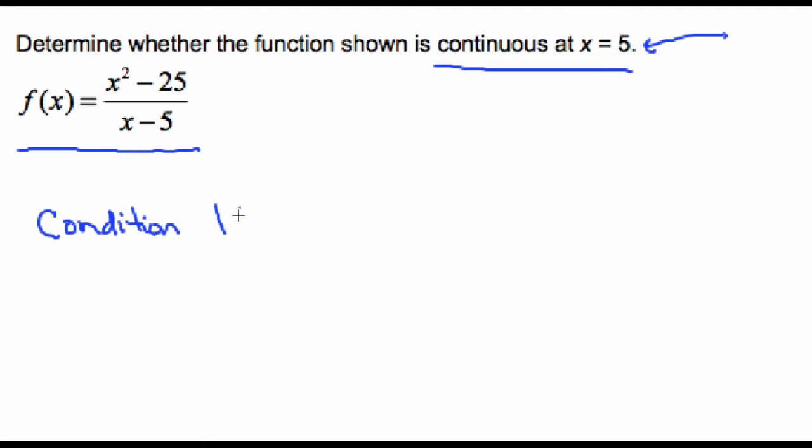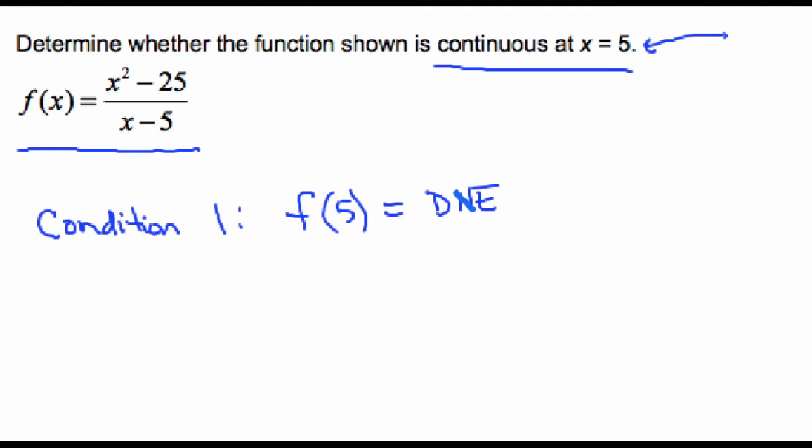Let's take a look at condition 1. For condition 1, we'll ask ourselves, does f of 5 exist? Is the function defined at x equals 5? Well, notice if I substitute a 5 into the function, the denominator is 0, and so f of 5 does not exist. I'll write DNE for that. Now, there is no need to proceed any further. If any of these conditions fail, we know we do not have continuity at the specified location.